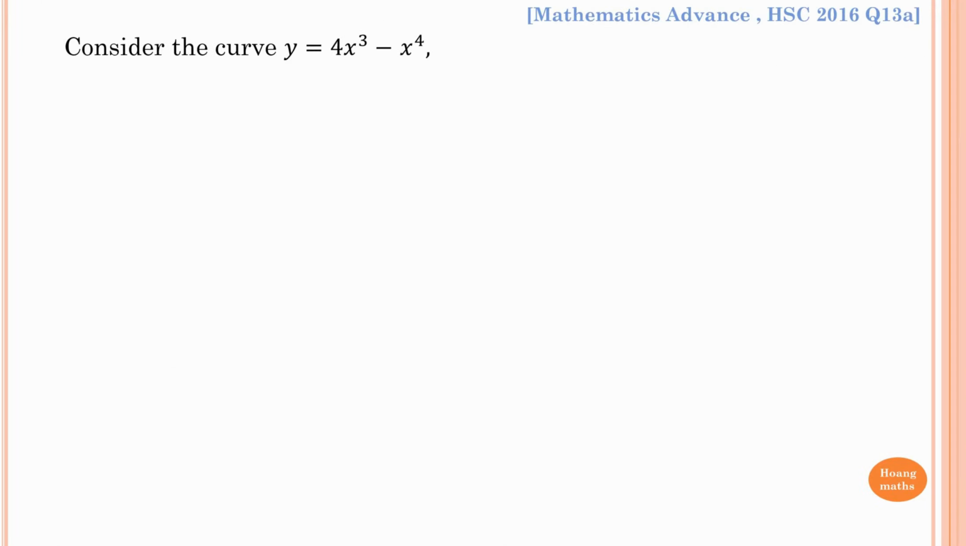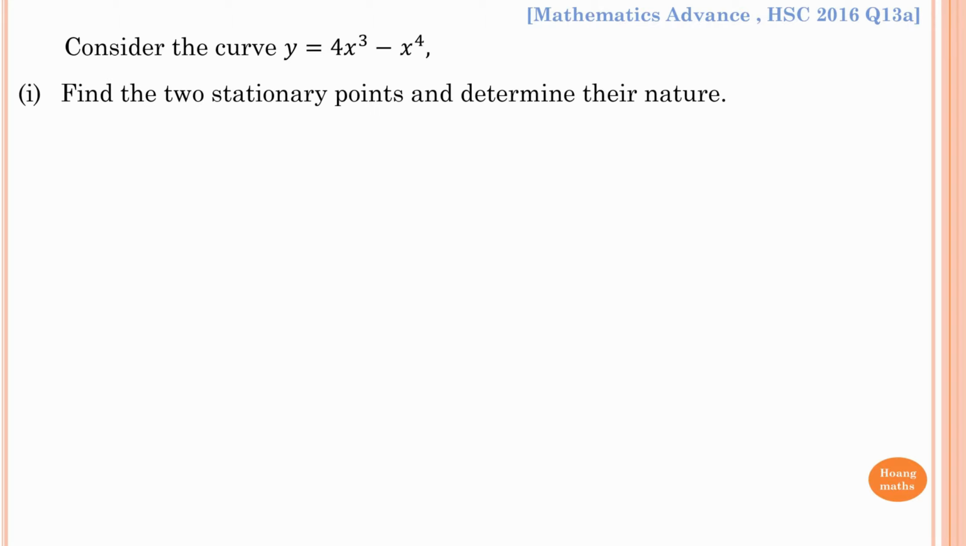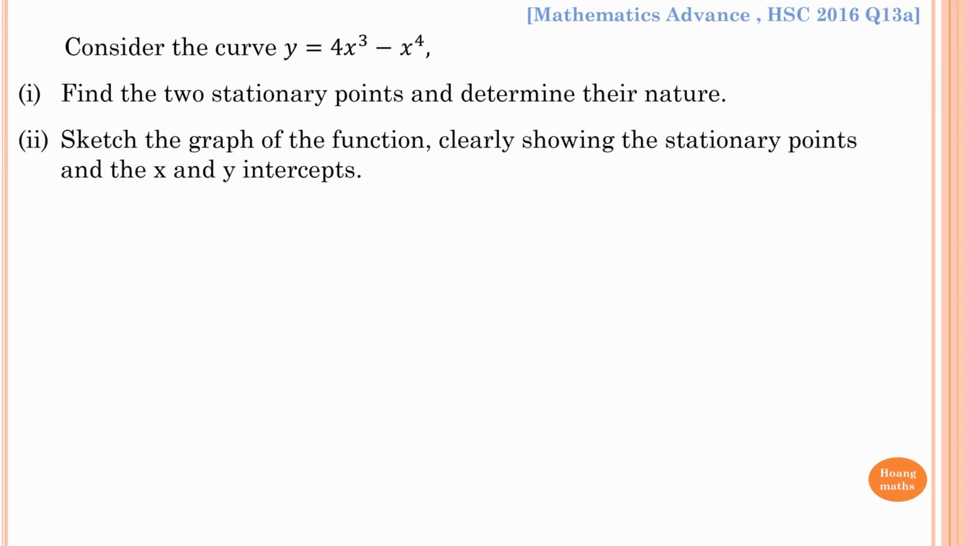Consider the curve y equals 4x^3 minus x^4. Find the stationary points and determine the nature. Sketch the graph of the function, clearly showing the stationary points and the x and y intercepts. Please pause the video, try to do it yourself, see if you can.